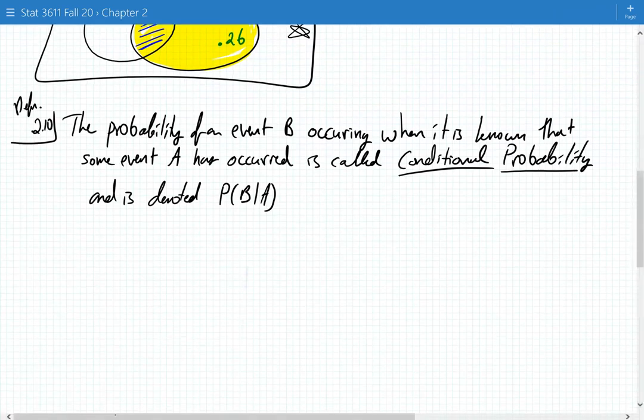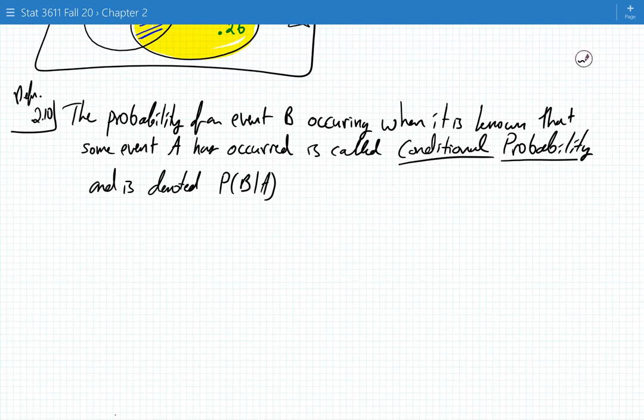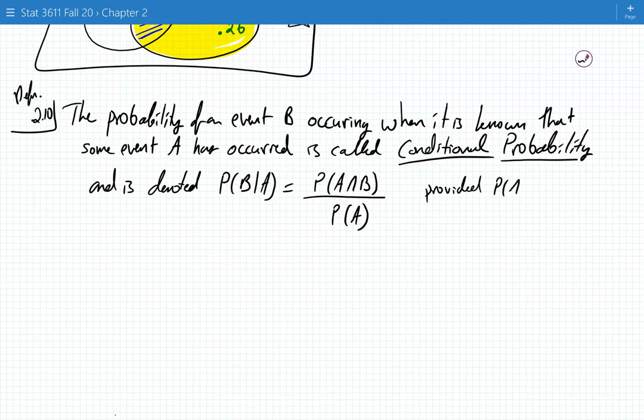Definition 210. The probability of event B occurring when it is known that some event A has occurred is called conditional probability. It's denoted probability of B given the event A has occurred, and it is the probability of the intersection divided by the probability of the given event, provided that the probability of the given event is non-zero, provided the probability of A is greater than 0. All right.